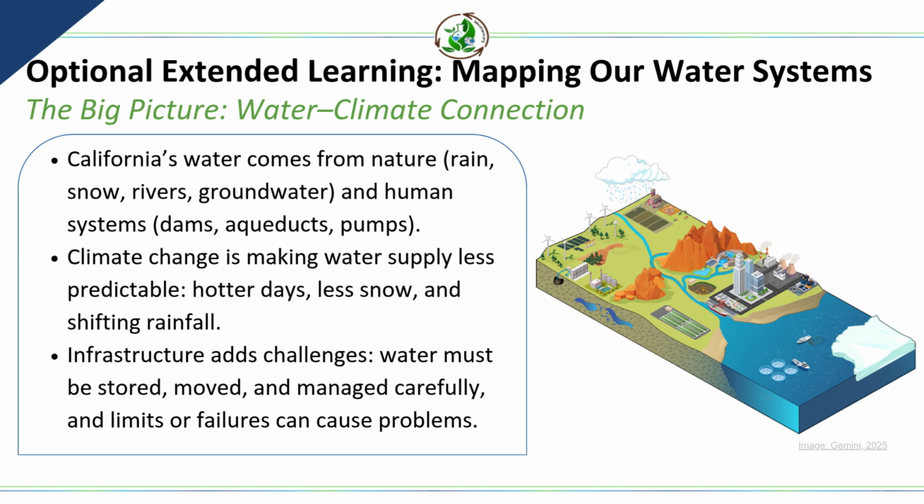On top of that, infrastructure adds challenges. Water has to be stored, moved, and managed carefully, and if any part fails, it can create problems. Can anyone think of a time when water shortages or flooding affected your community?